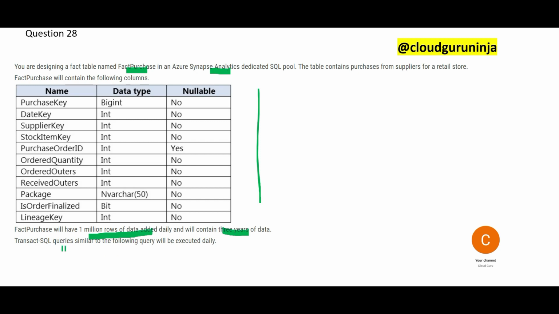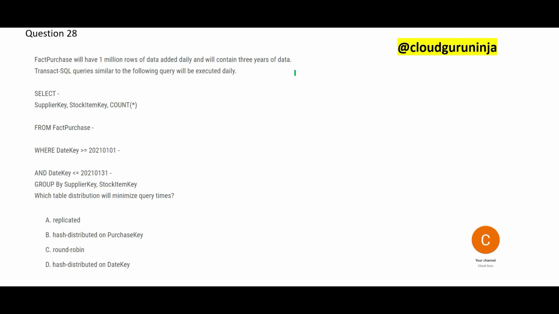So transaction queries similar to the following query will be executed daily. Let us look at the query. This is the query. Select blah blah blah. Now the question is, which table distribution will minimize query times?